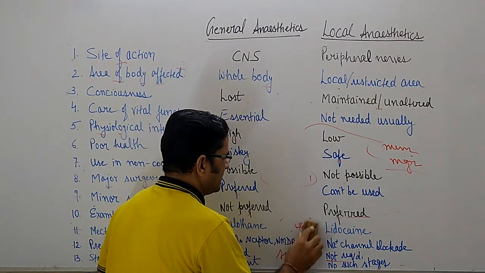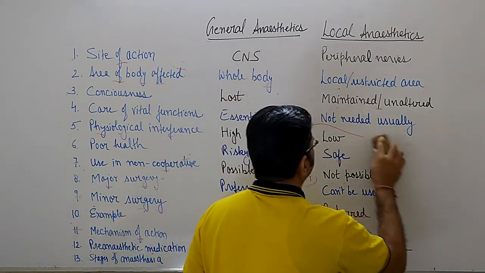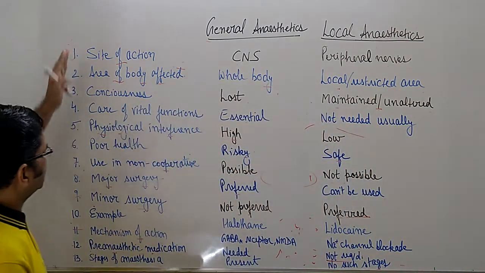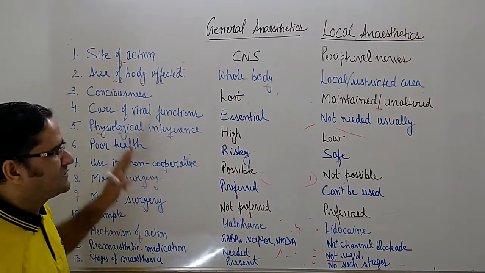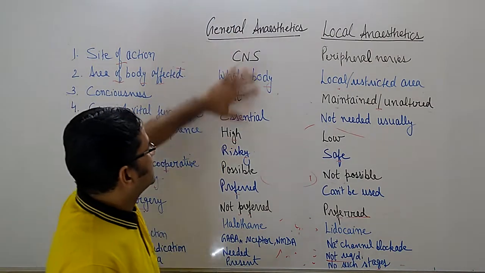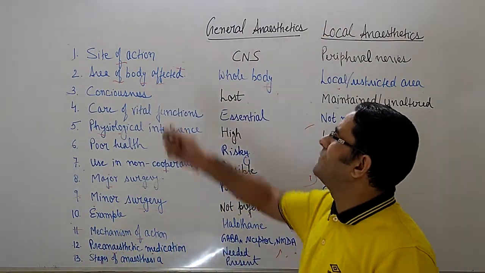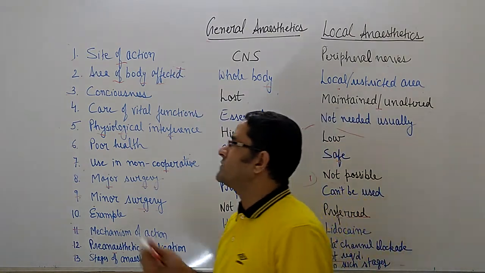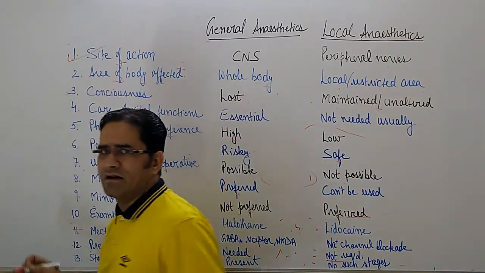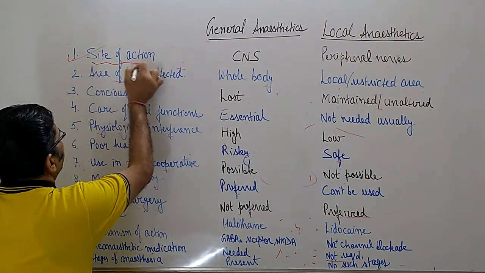Now we will start the difference between general anesthetics and local anesthetic. These are the points, the basis on which we will be differentiating between general anesthetic and local anesthetic. This is the general anesthetic part, this is the local anesthetic part. We will start with the site of action. Site of action means where the anesthetic will work.